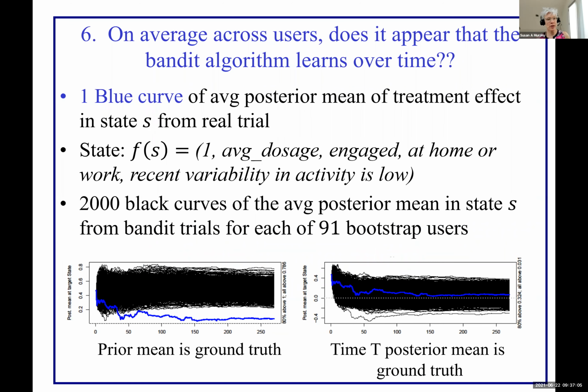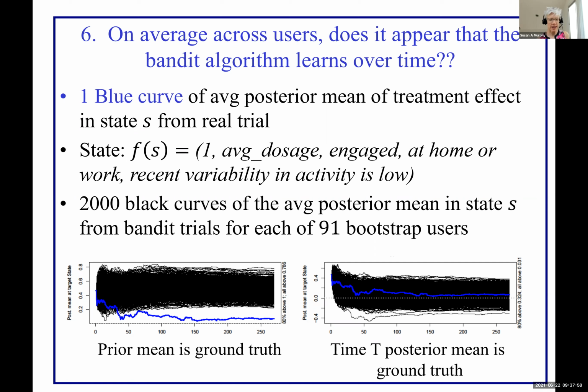Okay, so to do this, we use a bootstrap procedure. The first thing is this blue curve that you're seeing, in particular if you focus on the graph on the left-hand side. This is the actual data from the study. It's the average posterior mean of the treatment effect in a particular state, and the state is given to you in the second bullet point. So what we see, if you can see it, the blue curve starts around 0.47. That's that prior mean of the overall effect. And then it goes down pretty rapidly across time. Now you could ask, is that rapid decrease just noise?